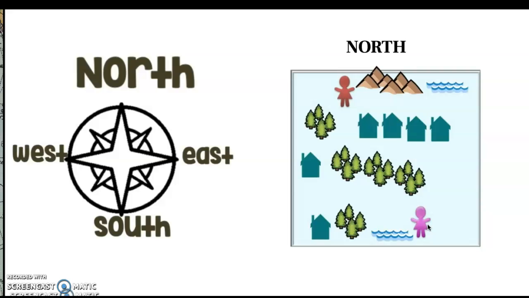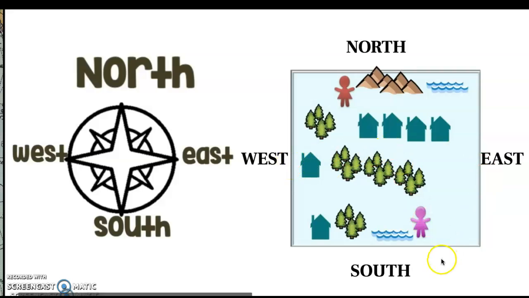So just like on the compass rose, we're going to have the different directions. So we could tell this little girl, if we wanted to go this way, we would say, starting at the water, head west, all the way to the house. Then, after you've reached the house, head north to the next house. Then north again to the trees, and then east, and you'll be with me.